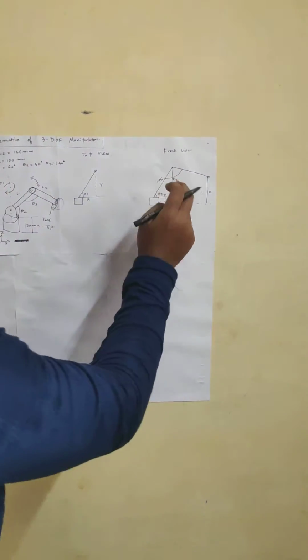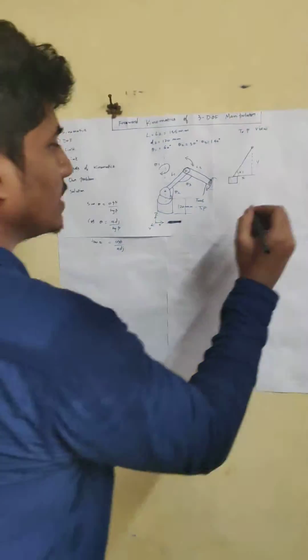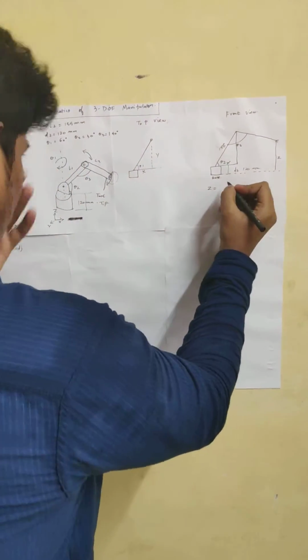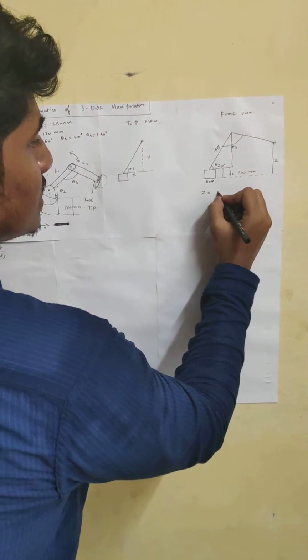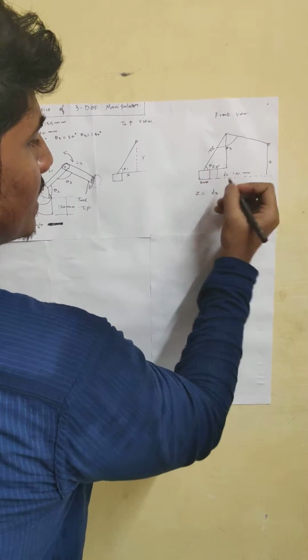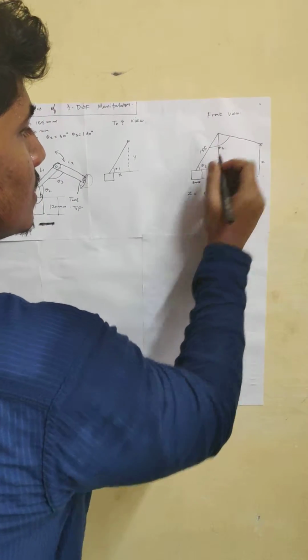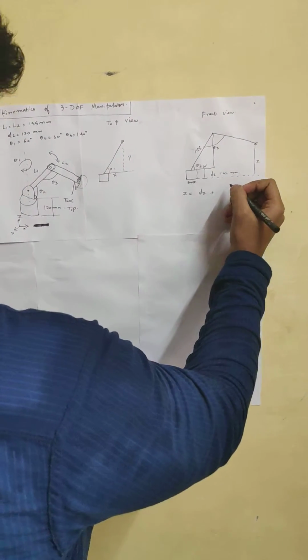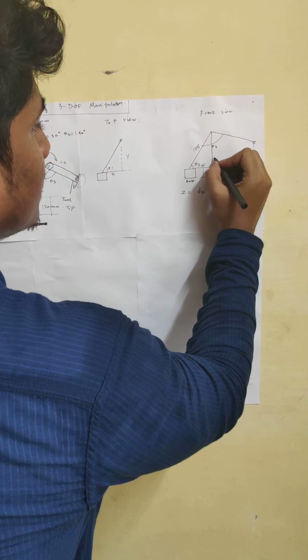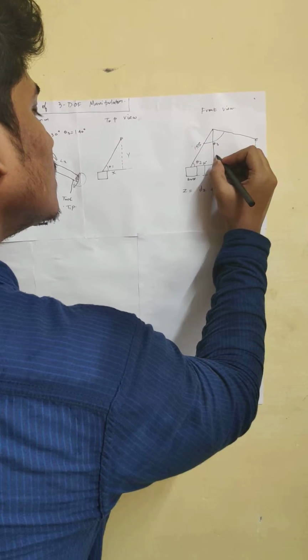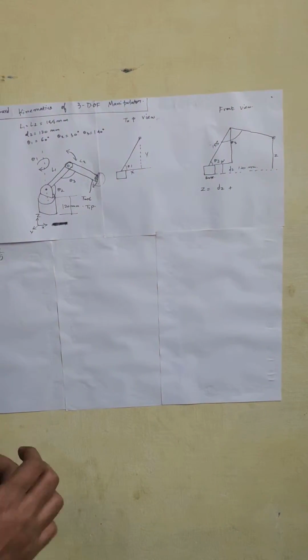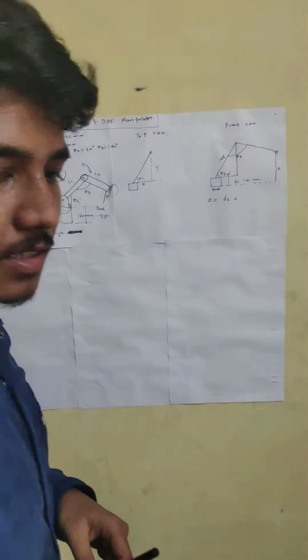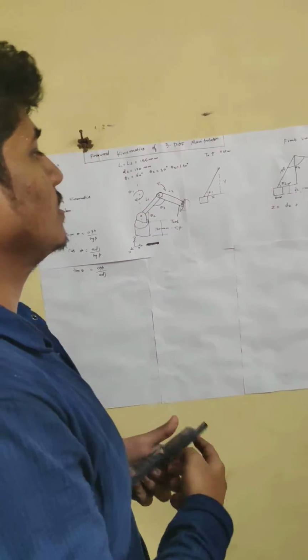So to find the z, it is nothing but distance d2, which is the base, plus this height. Let us find the value, and we will add it. Okay, I need a calculator.